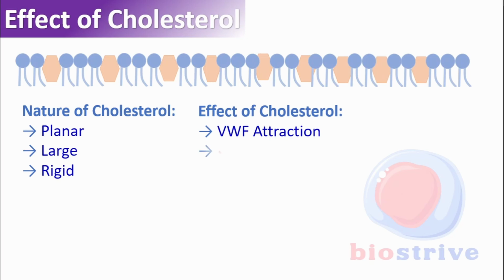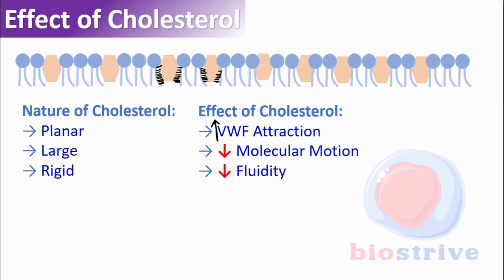Cholesterol provides rigidity to the plasma membrane, and if it provides rigidity, it decreases the molecular motion. It increases the van der Waals forces of attraction. How will it increase the van der Waals forces of attraction? It will provide more surface area for fatty acyl chains and polar heads to interact, and it will form a more compact structure. Molecular motion will be lesser and fluidity will also be lesser. Okay, that is the effect of cholesterol on the fluidity of the membrane or lipid bilayer.